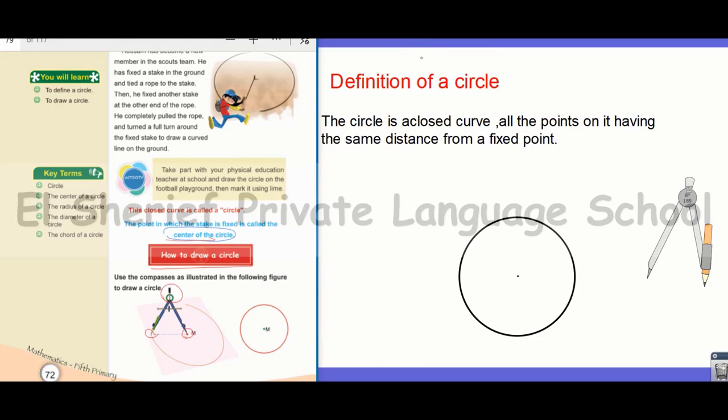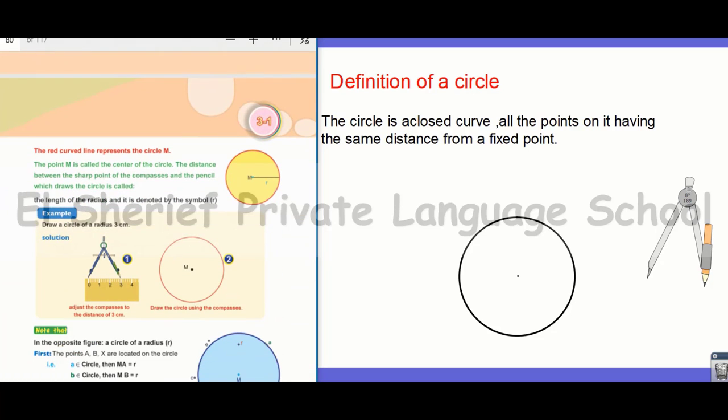So this is the compasses. We know how to use the compass. First, if we draw the circle, the red curve represents the circle M. And the point M is called the center of a circle.